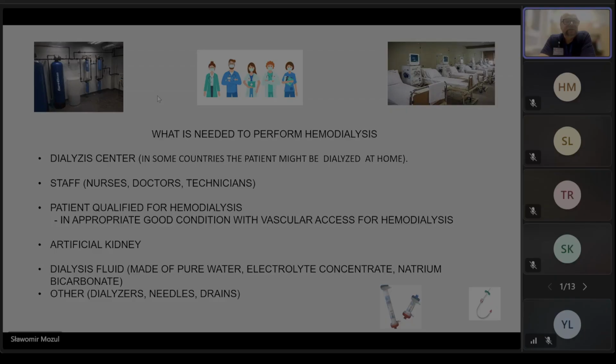Staff: nurses, doctors, technicians. Patients qualified for hemodialysis in appropriately good condition, with vascular access for hemodialysis, an artificial kidney, dialysis fluid specially prepared, made of pure water, electrolyte concentrate, sodium bicarbonate, other dialyzers, needles, drains, and more.